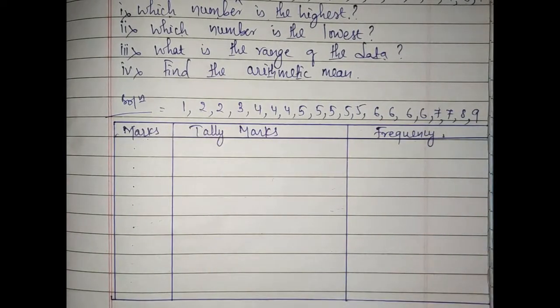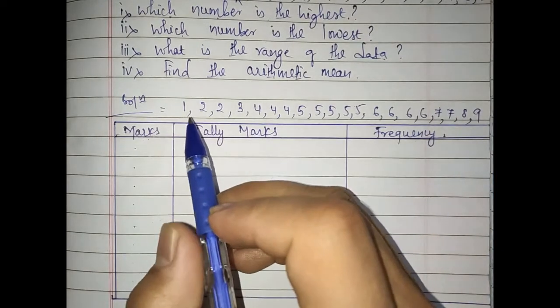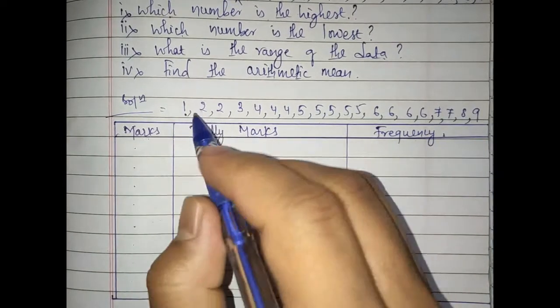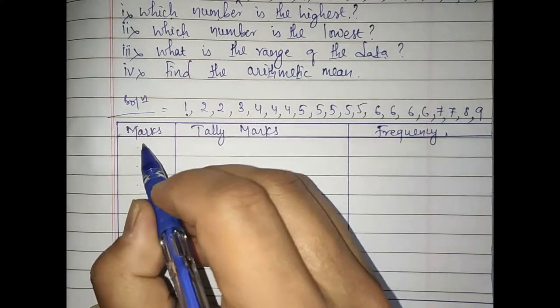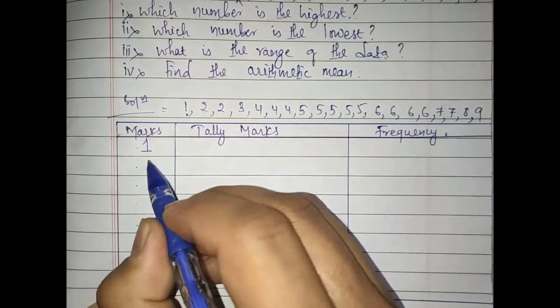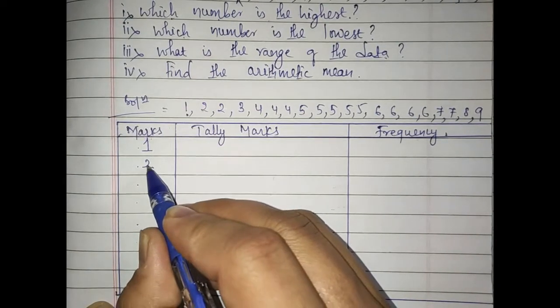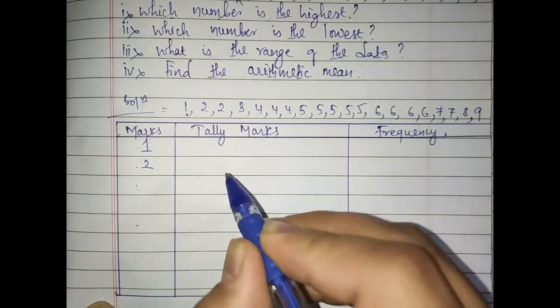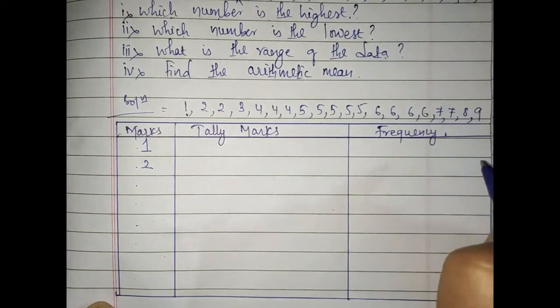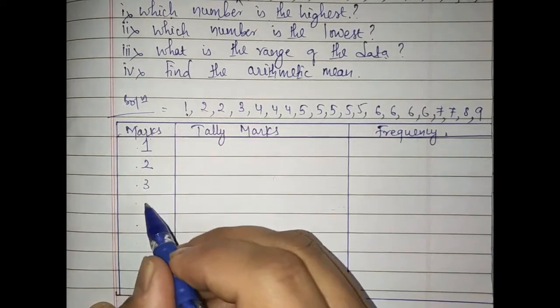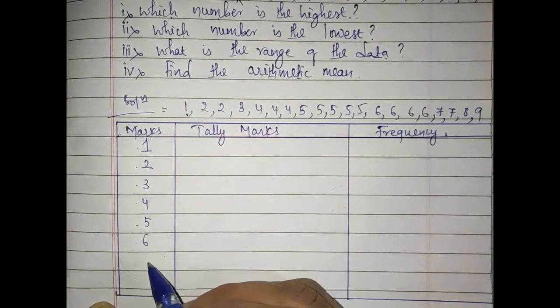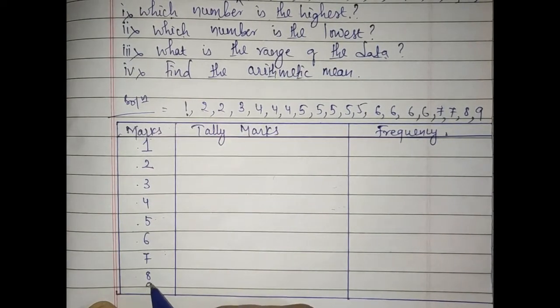Starting from the smallest number we will write, because this is arranged in ascending order. So 1, then 2. Don't write 2 again and again, because for this 2 we have to represent how many times it is there. That is called frequency, how many times the number is getting repeated. So 3, 4, 5, 6, 7, 8, then 9.